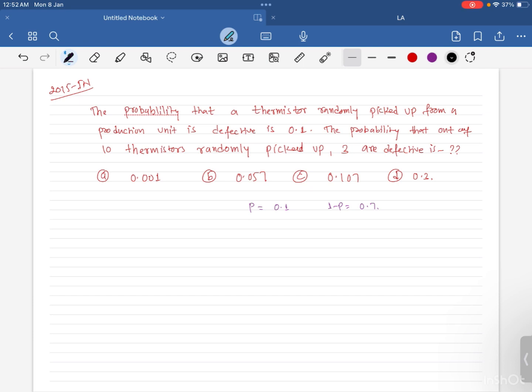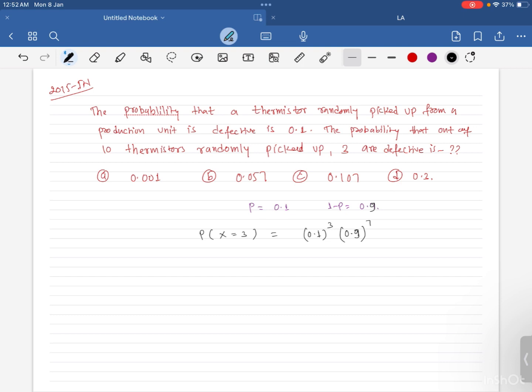And what we have been asked is the probability that 3 are defective, so the random variable takes the value 3. Out of 10, 3 are defective, and that would be 0.1, and out of 10, 7 would be not defective, that would be 0.9, right? And this can be in any possible arrangement, right?